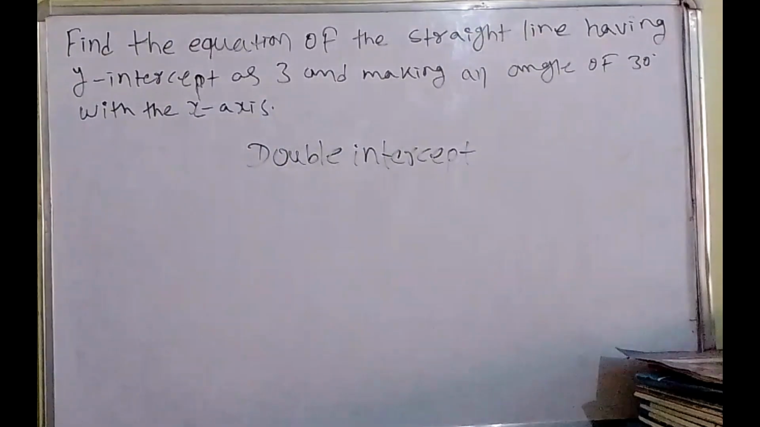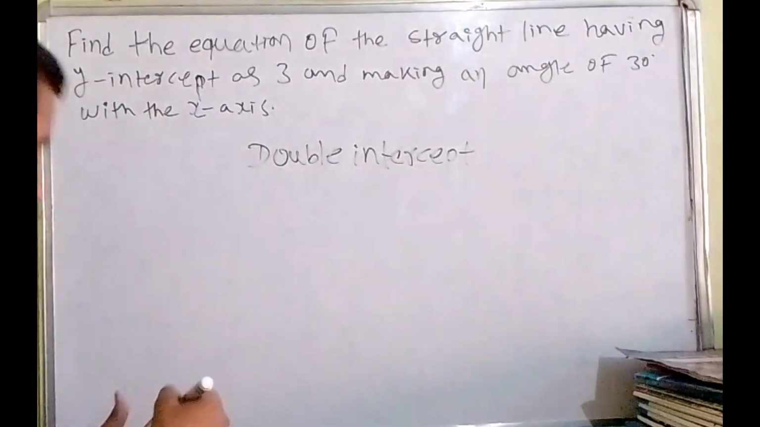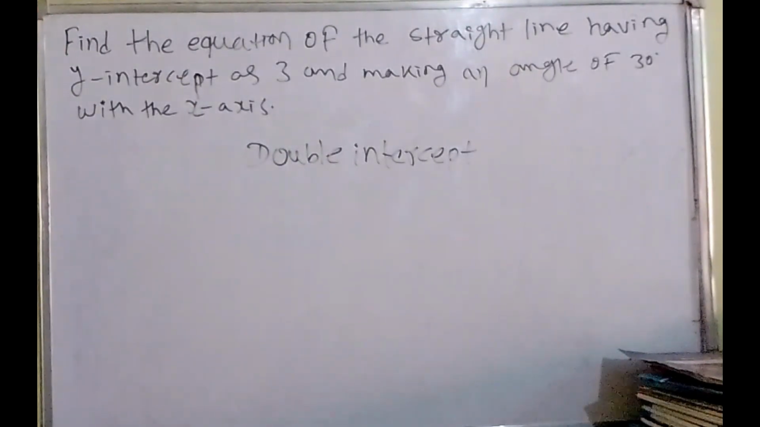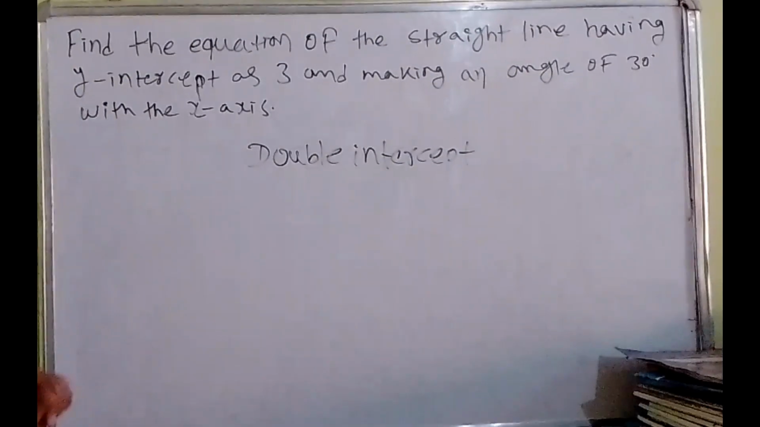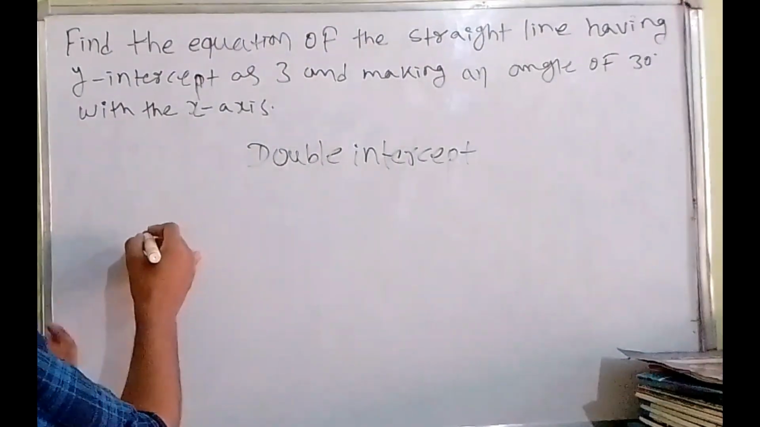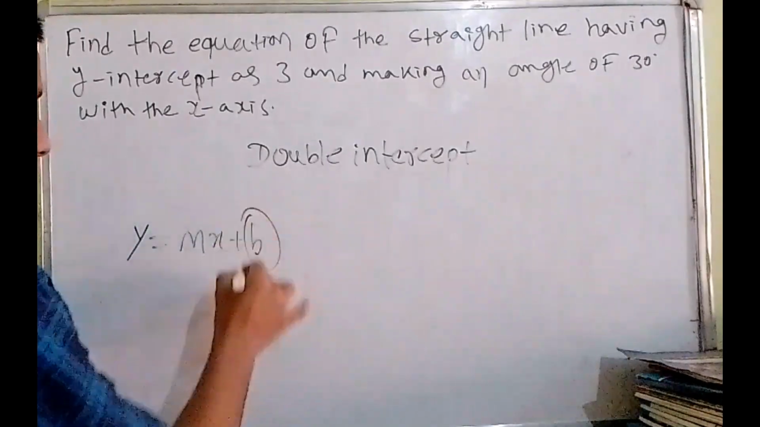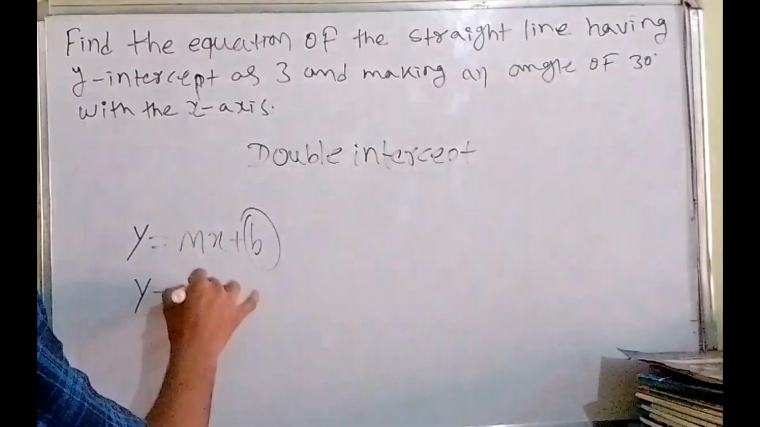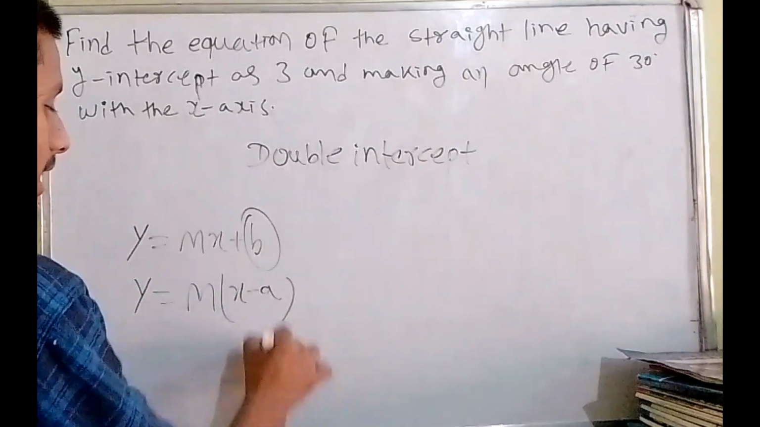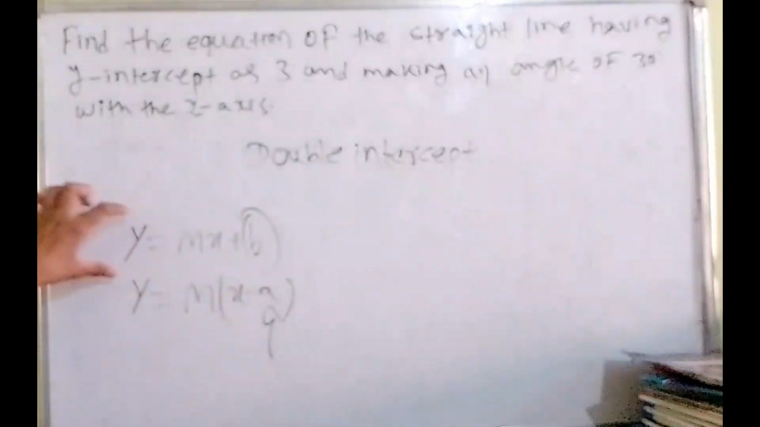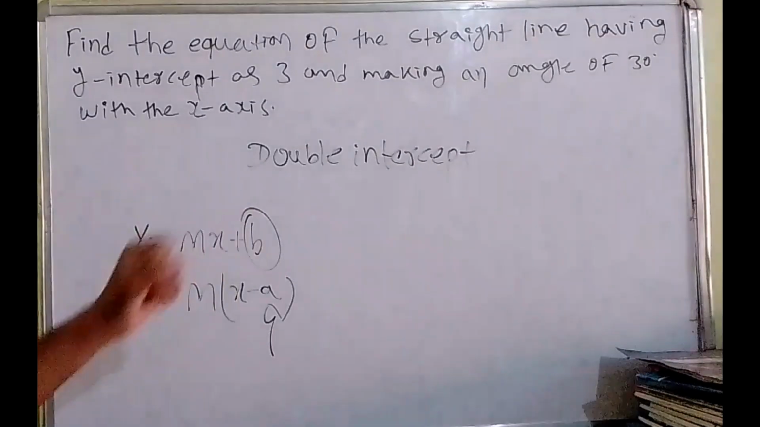slope intercept form, which means that you're given the slope and either of the intercepts, either the x-intercept or the y-intercept, and then you derive the equation of the straight line, and that form is called the slope intercept. Mostly, when you talk about slope intercept, you're talking about this: y is equal to mx plus b, with the y-intercept. But sometimes you also might be given y is equal to m times x minus a. A here is the x-intercept. The first one is more used, and mostly given.